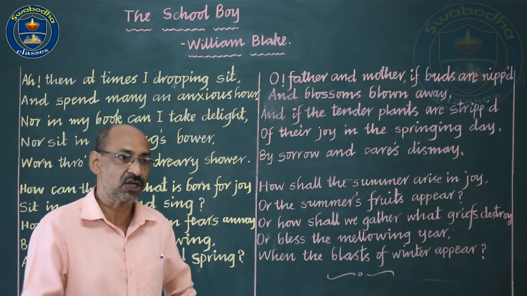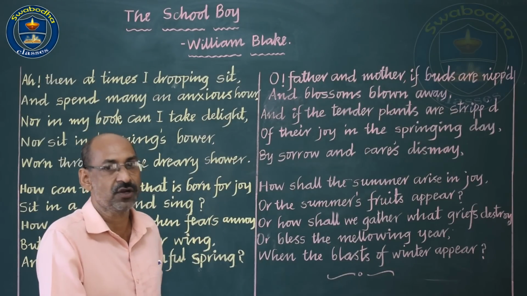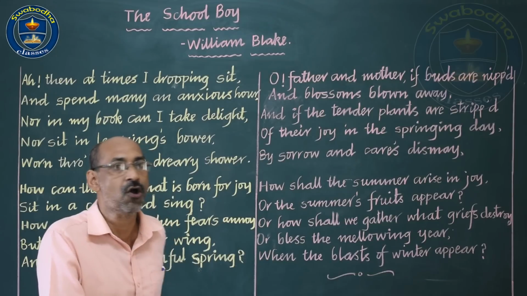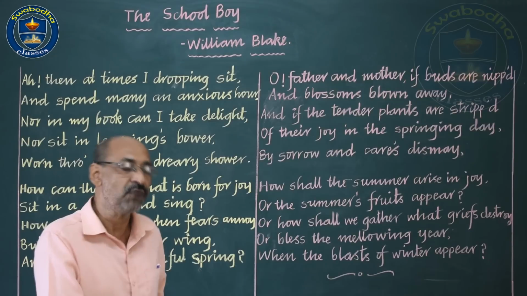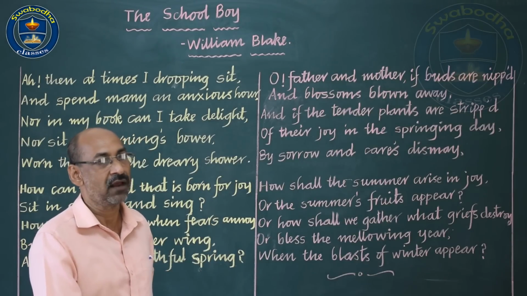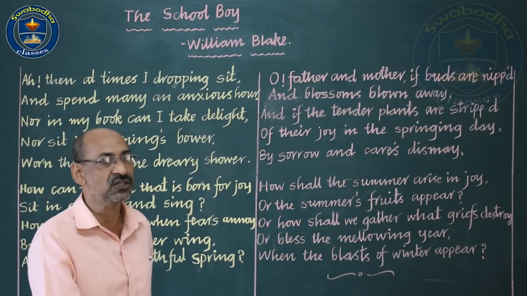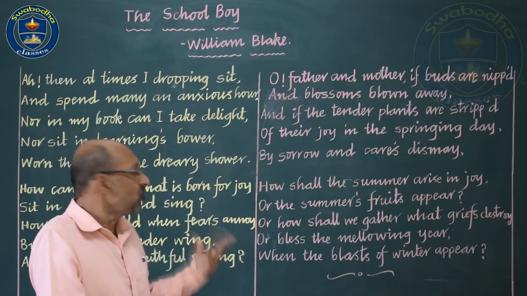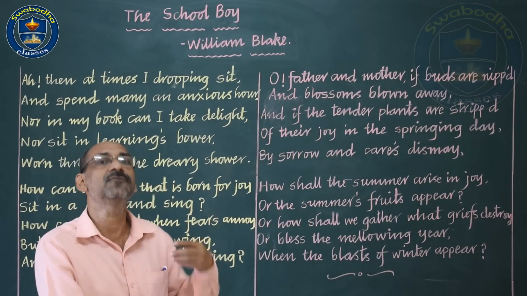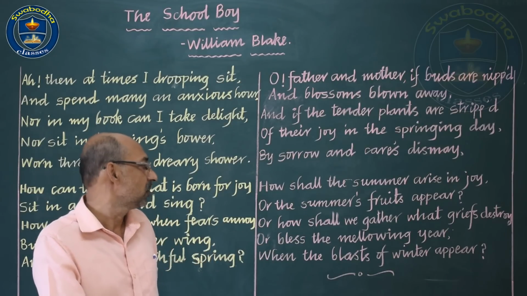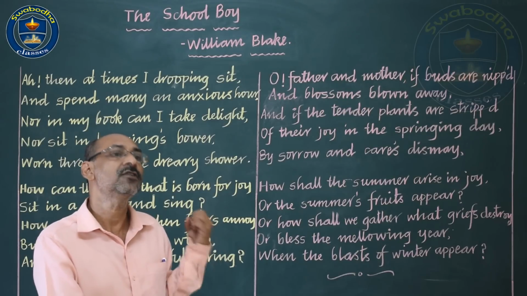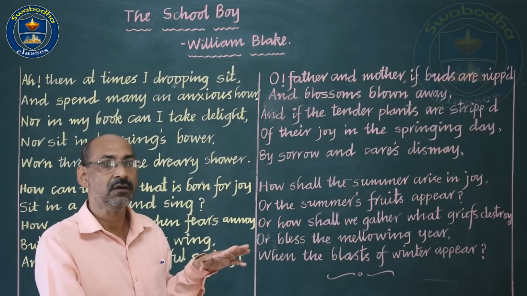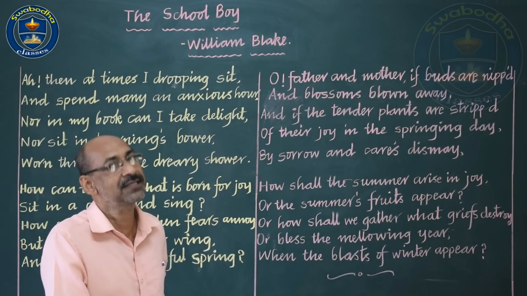Once again, we are introduced into the personification and metaphors. The first line, the summer arise in joy, is a figure of speech called personification. It is a figure of speech where inanimate objects or abstract concepts are presented as if having life. How shall the summer arise in joy, or the summer's fruits appear? Here, summer stands for the youthful state of the schoolboy. If spring represents his childhood, summer presents the later stage of the schoolboy's life.